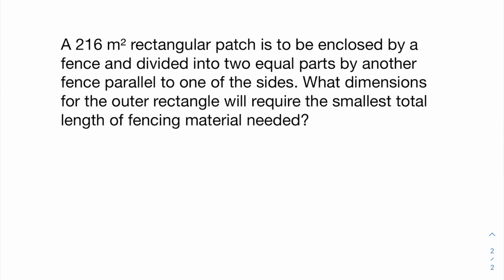A 216 meter squared rectangular patch is to be enclosed by a fence and divided into two equal parts by another fence parallel to one of the sides. What dimensions for the outer rectangle will require the smallest total length of fencing material needed?